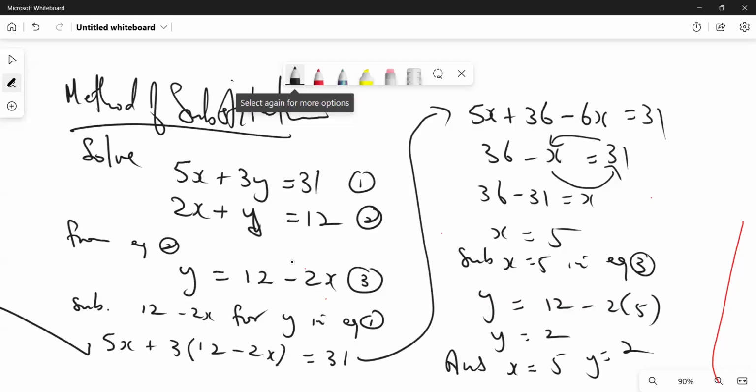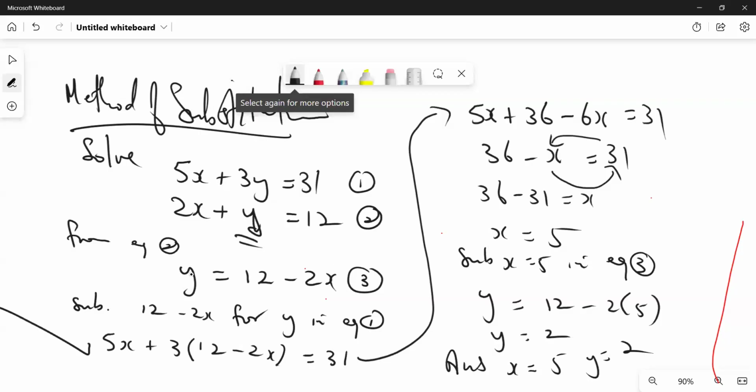Right? So in this case, I see a y alone. So what I'll do is I'll make that y the subject of this equation, and that's what I did here. So I get y equal 12 minus 2x. I'll call that equation 3.